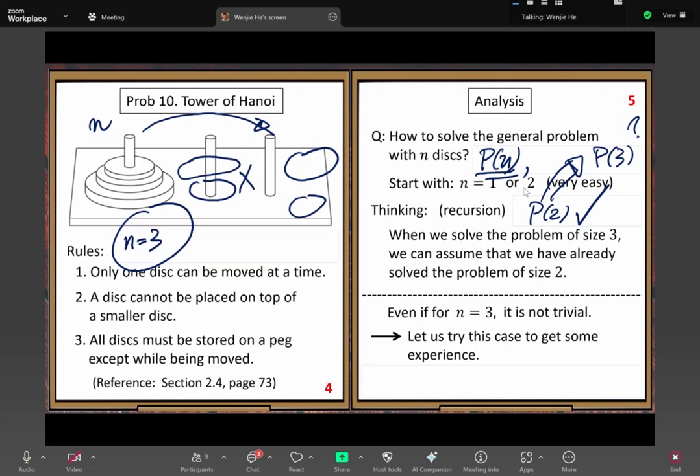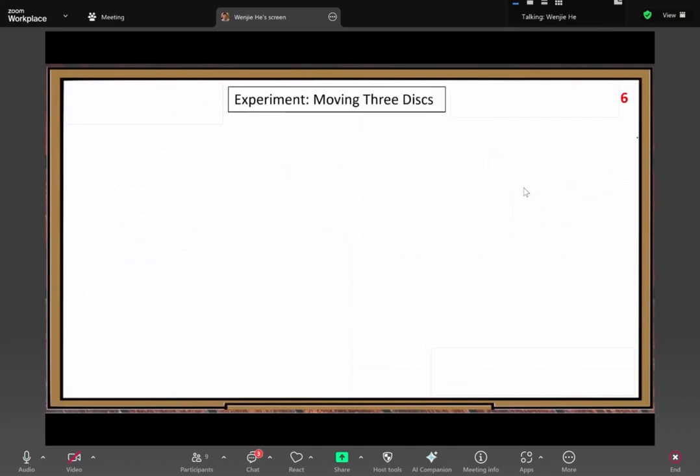Because n equals 3, the amount of work is not too much, so we can work on it here. Now, let's do the work. Let's move the disks around. Step 0: when we start, that's the current state before we do anything.